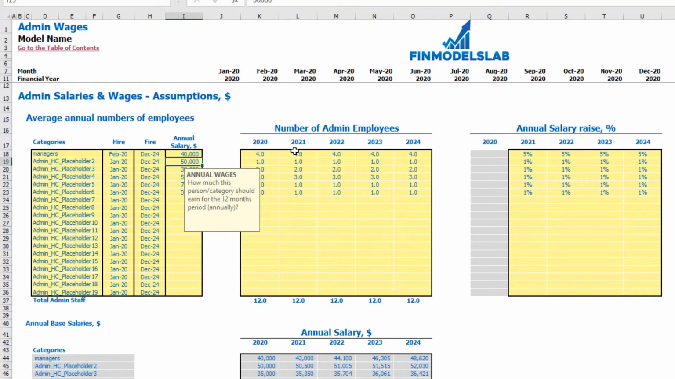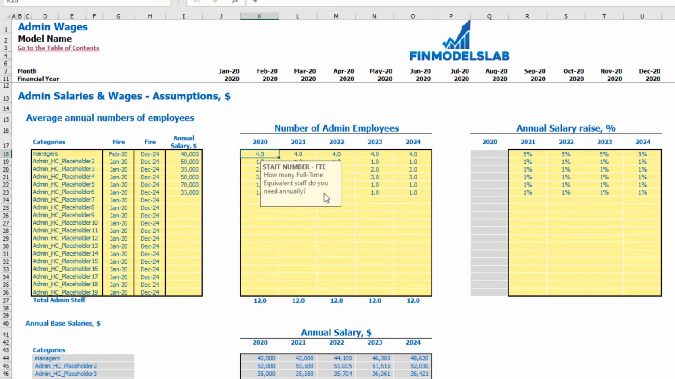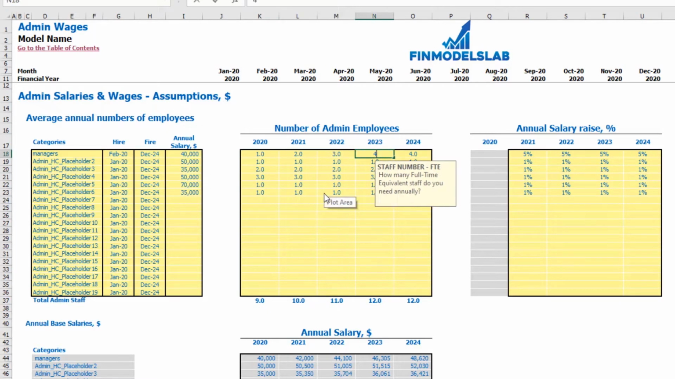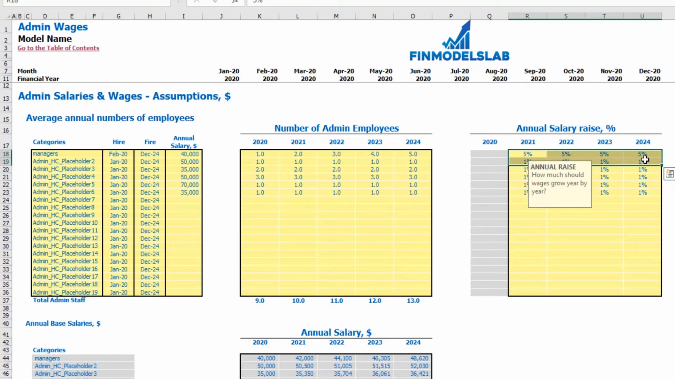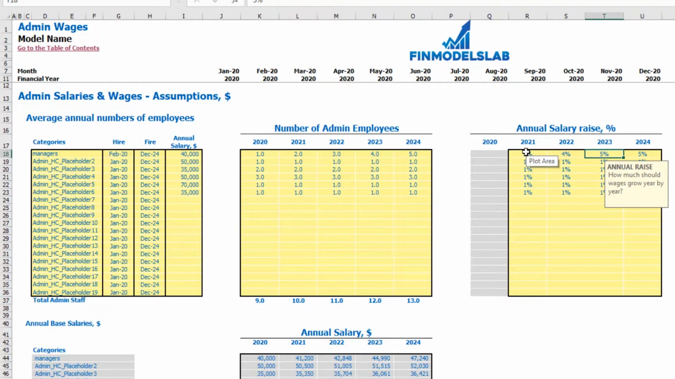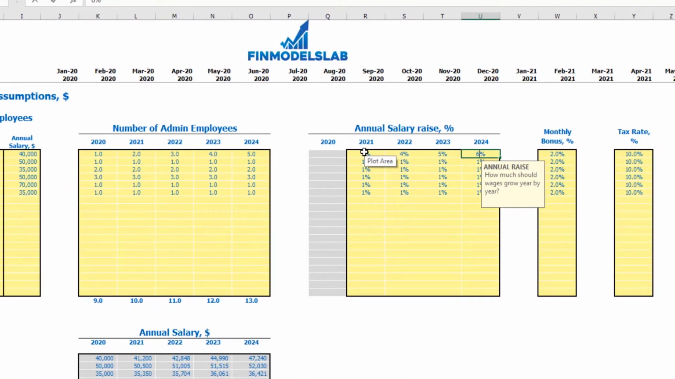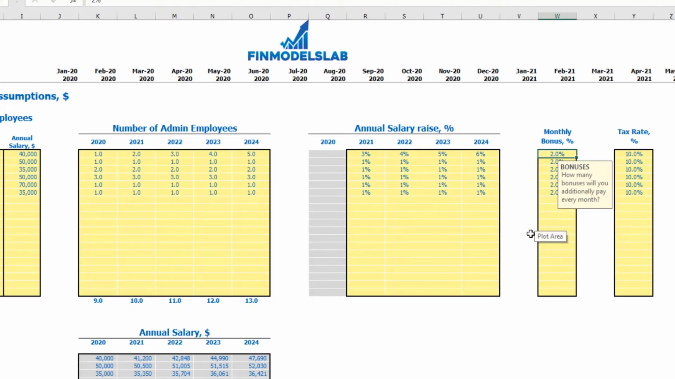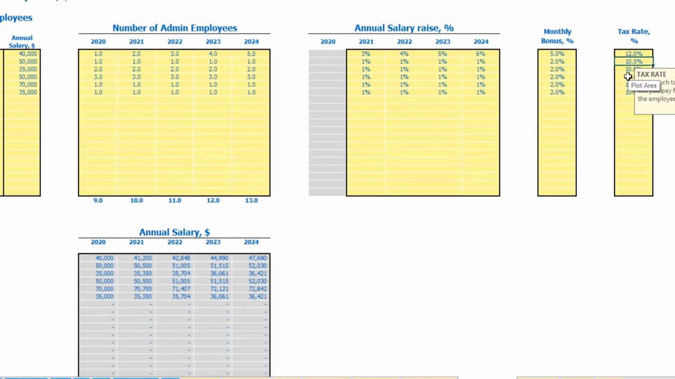Then you should input number of admin employees. Let's pretend in the 2020 it will be 1, then 2, 3, 4, and 5. Then also you can input annual salary rise. So, for example, 3% of annual salary first year, for next, 5 and 6. Also here you have set up for the monthly bonus, for example 5% per month, and the payroll tax rate, for example 12.